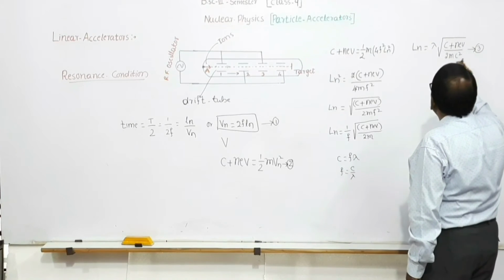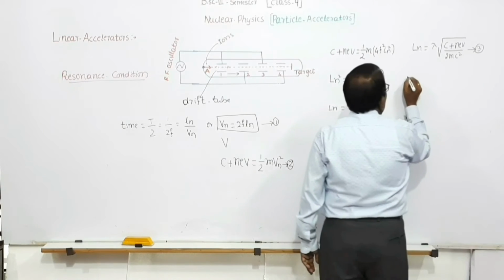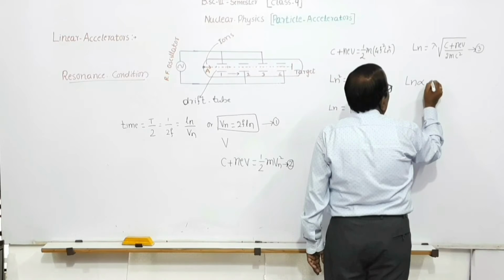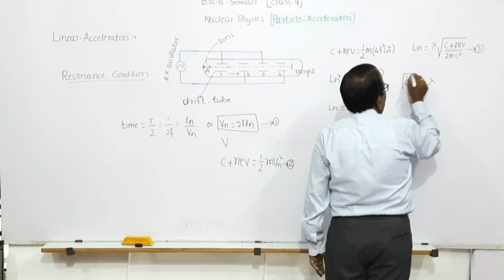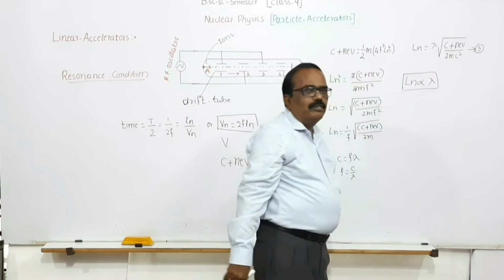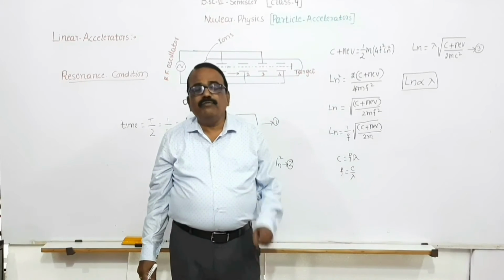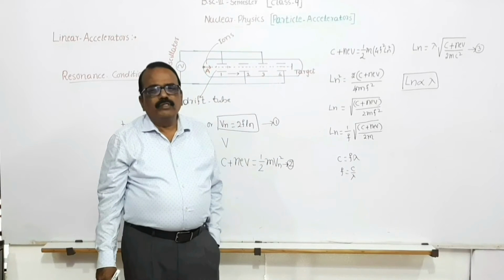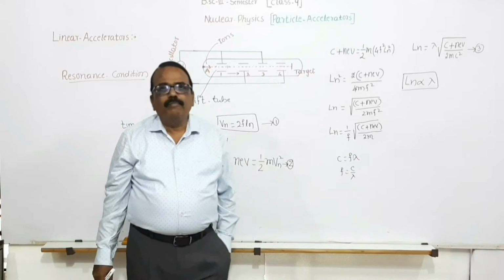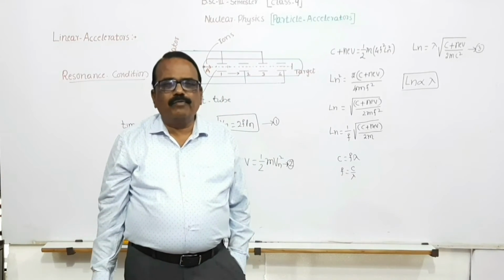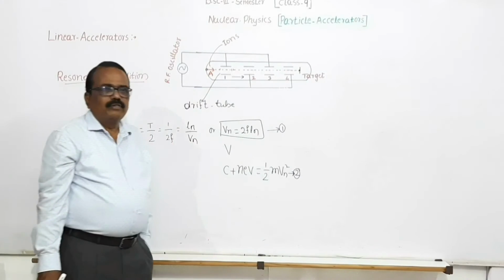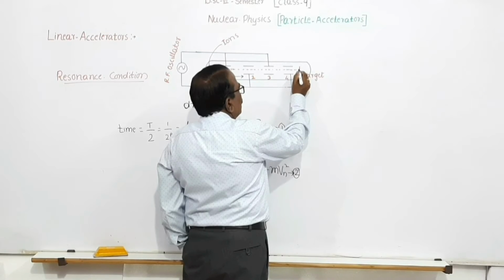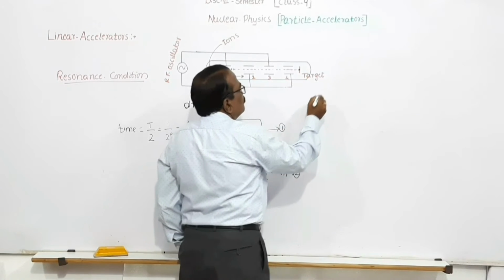So all these are constant. From this it is clear that Ln is directly proportional to the wavelength of the radio frequency oscillator. That means the length of each section, and hence the total length, is directly proportional to the wavelength of the radio frequency oscillator. Now lastly, what is the energy of the ion on reaching the target?